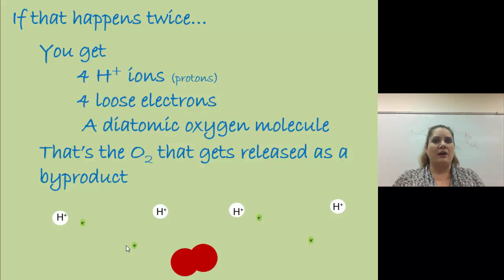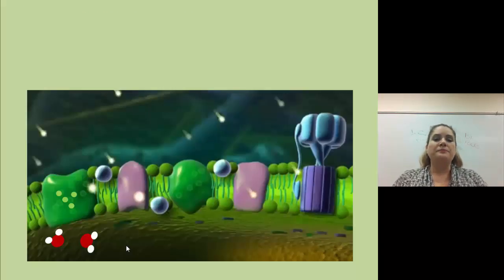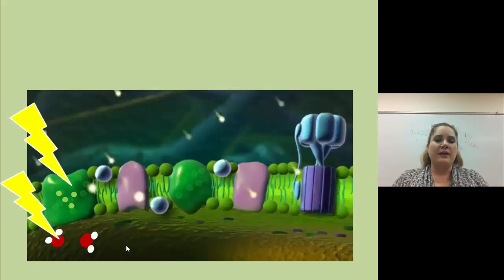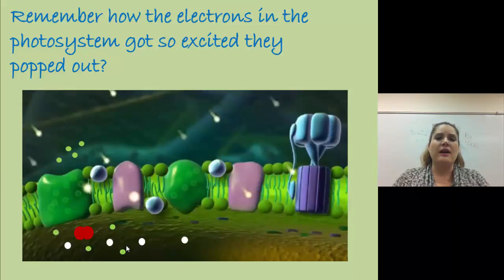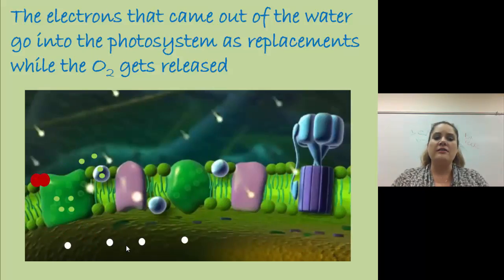Okay, so why did we need to bust that water apart? Well, remember that the light came in and hit photosystem 2. The light came in and hit the water at the same time. Those electrons in photosystem 2 got really excited and they popped out. Conveniently, we just created more excited electrons, and those are going to go into photosystem 2 to replace the ones that just got released. At the same time, the O2 is going to get released.